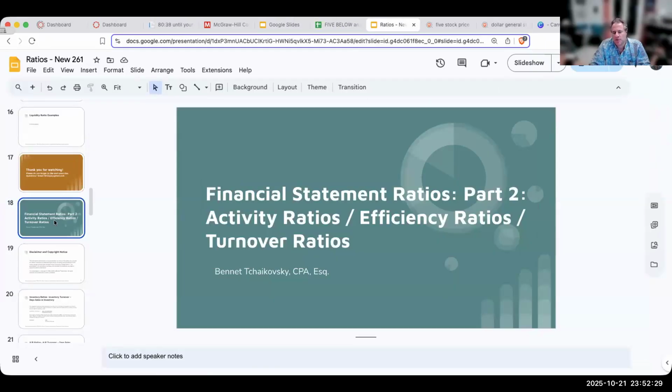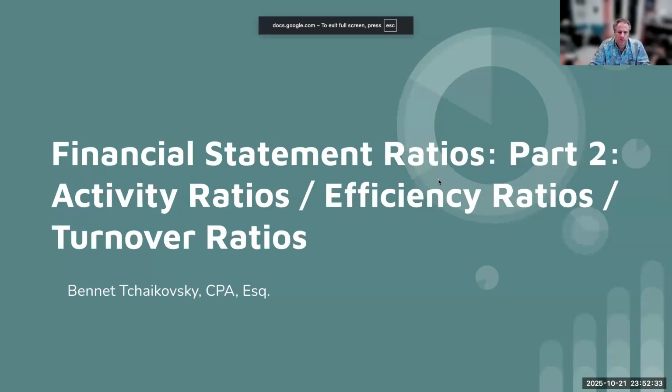We're now going to be looking at part two, which is our activity ratios, which are also sometimes known as efficiency ratios, as well as turnover ratios.